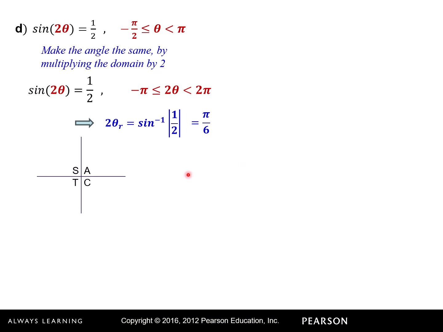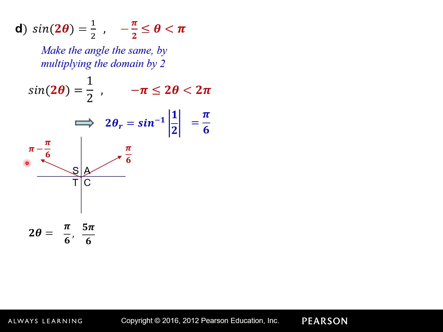So first, let us locate in which quadrants the sine is positive. It is positive on the first and on the second quadrant. So if the angle is in the first quadrant, the angle is equal to the reference angle, which is pi over 6. And if the angle is in the second quadrant, which is less than pi, the formula is pi minus the reference angle, which is pi minus pi over 6. So the 2 theta is equal to pi over 6, and another angle is 5 pi over 6.